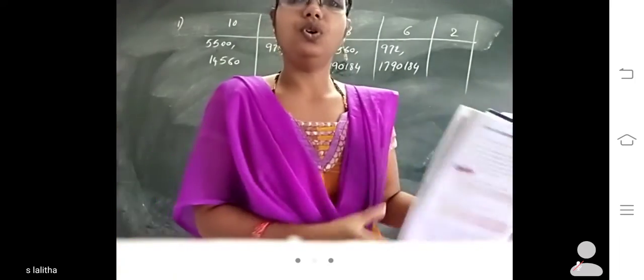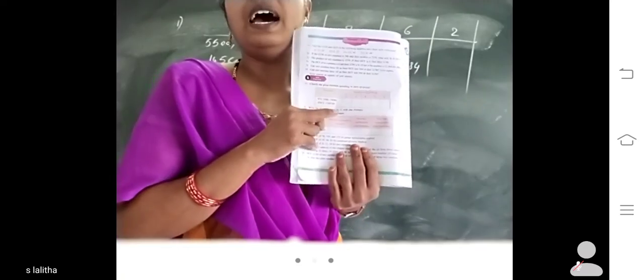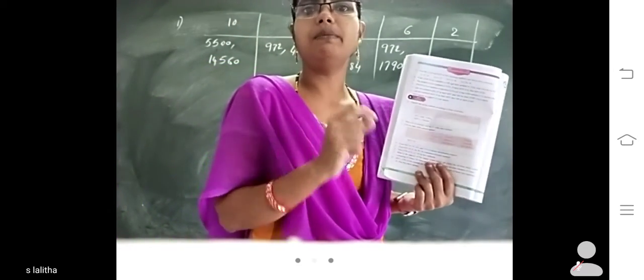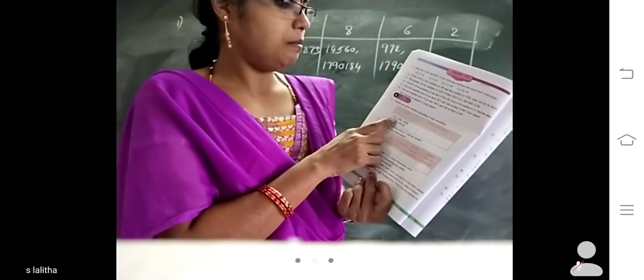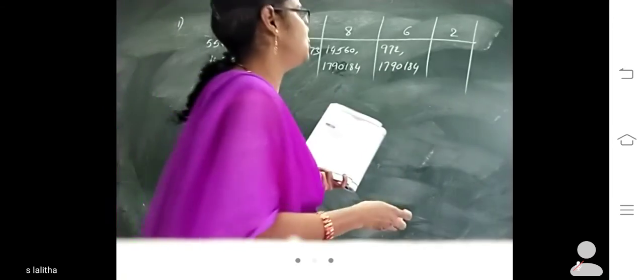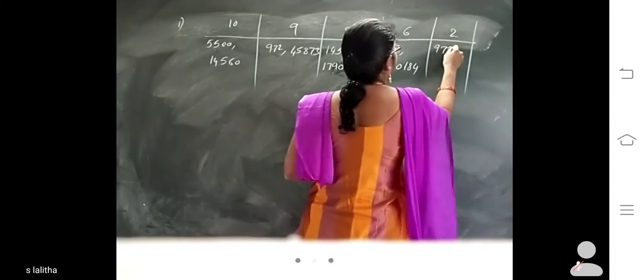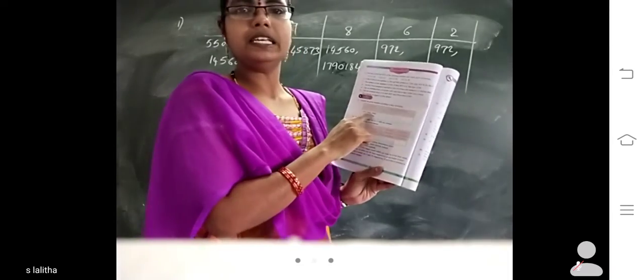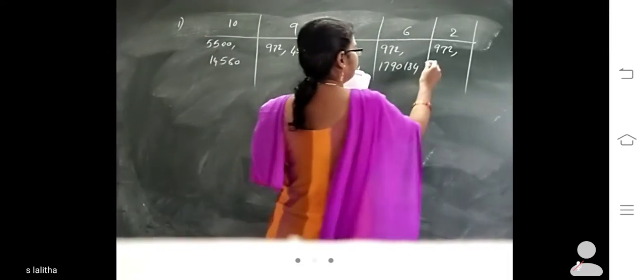Next, 2 table. 2 table means the last digit is 0, 2, 4, 6, or 8. Those numbers will be divisible by 2. So first number is 972. Last digit 2. So it is divisible by 2. Next, 5500. Last digit is 0. So it is divisible by 2.